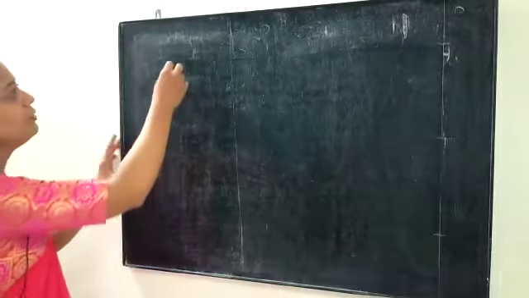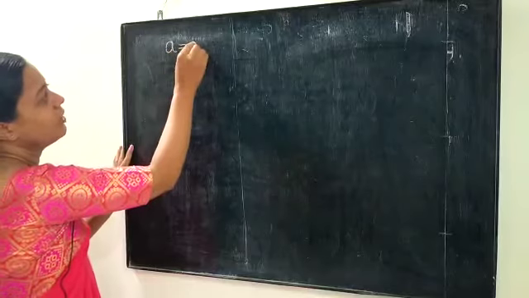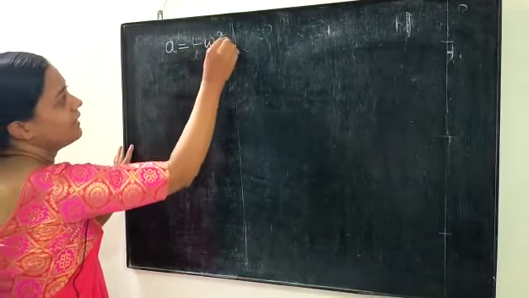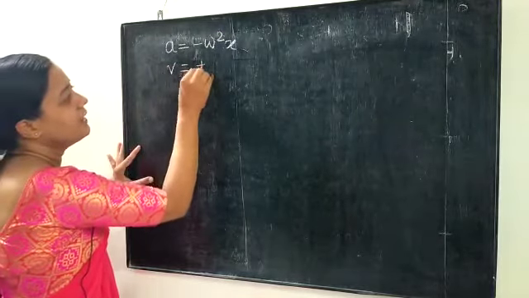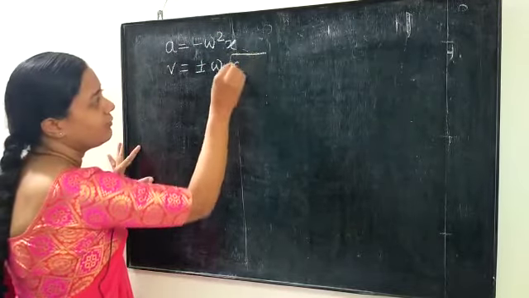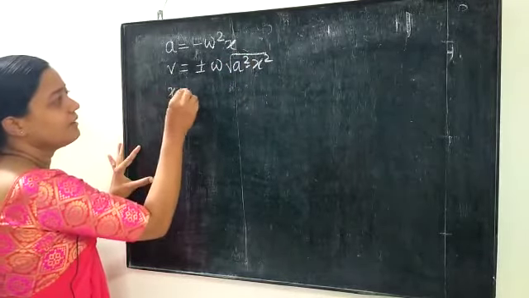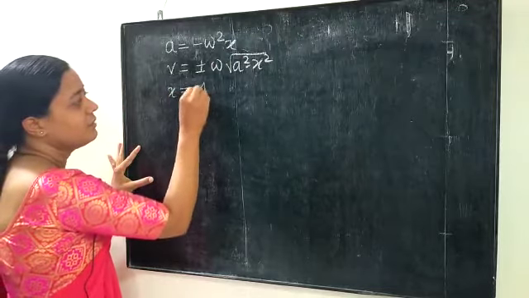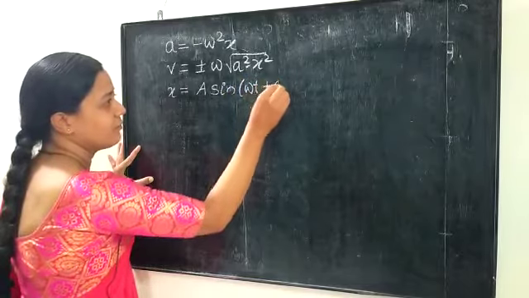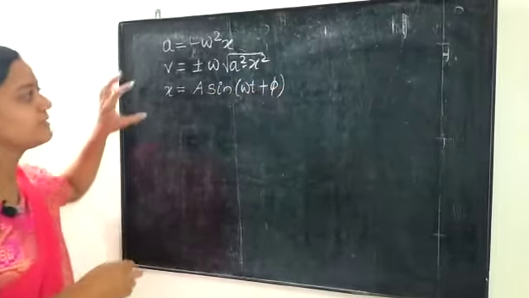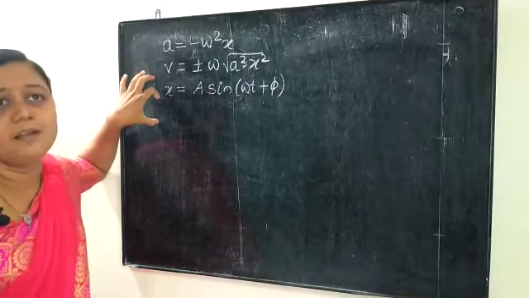Last time we discussed the expressions for velocity, acceleration and displacement in terms of the displacement x when a particle performs simple harmonic motion. You know that the expression for the acceleration is a equals minus omega square x, and v equals plus or minus omega root of a square minus x square, and x equals a sin omega t plus phi. You know these three expressions, for acceleration, velocity and displacement.